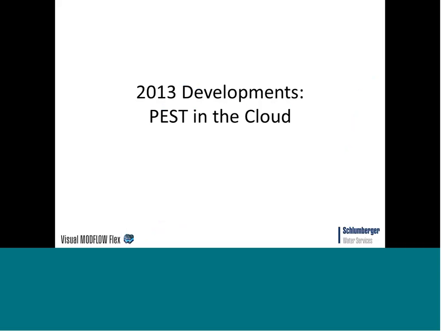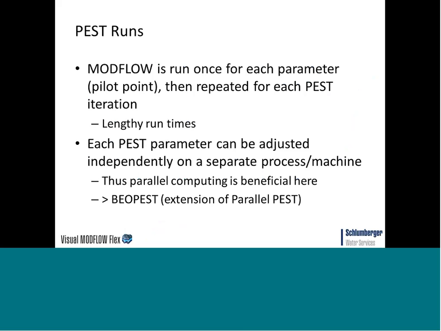So the last thing I'll discuss in the webinar today is some other work that we're currently doing, which may be available for release towards the end of 2013 or even 2014. And that is running parameter estimation, or PEST, in the cloud. So for those of you that aren't familiar with PEST, the way it works essentially is PEST will run MODFLOW once for each parameter in your model, adjust the different values at those pilot point parameters, and repeat this for each PEST iteration. Depending on how long your MODFLOW run takes and how many pilot point parameters you have and how many PEST iterations you have, this can be quite lengthy.